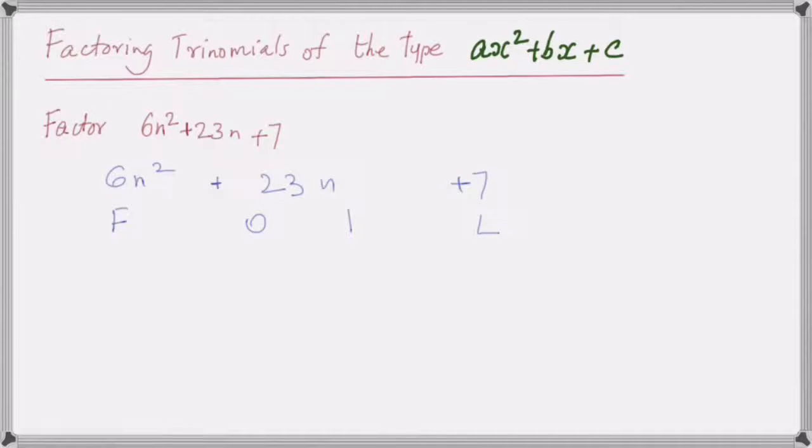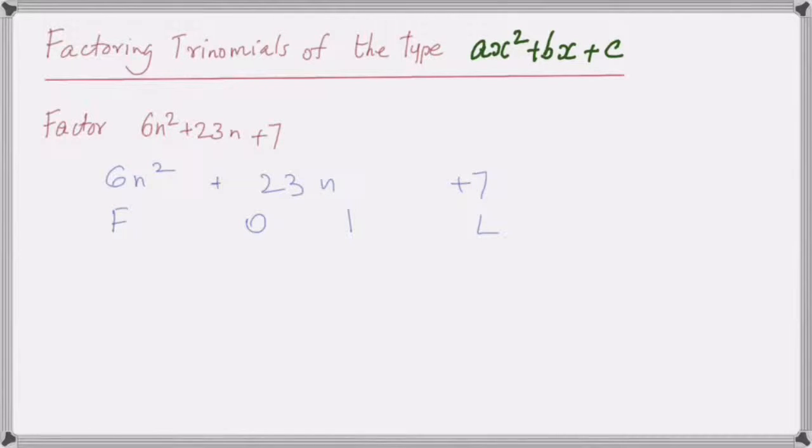This is something that I never covered, okay? Factoring trinomials of the type ax squared plus bx plus c. This is kind of tricky, so let's jump into this by solving a problem. Solve or factor 6n squared plus 23n plus 7.